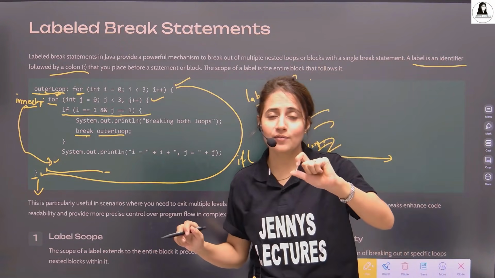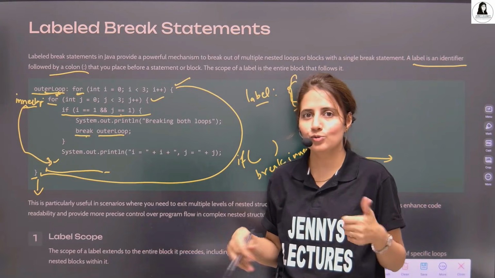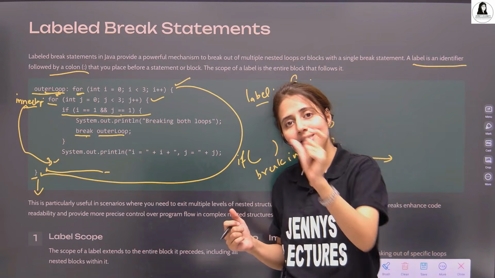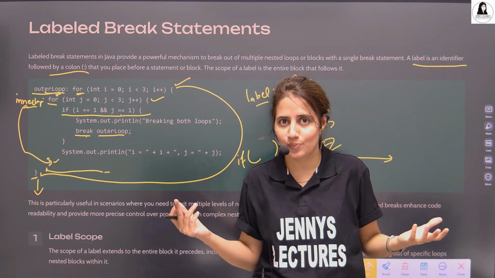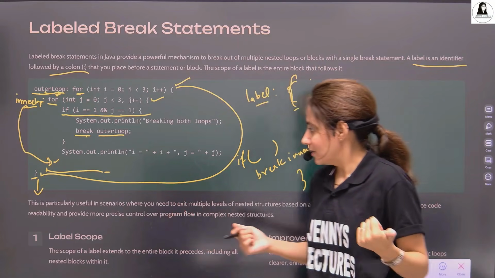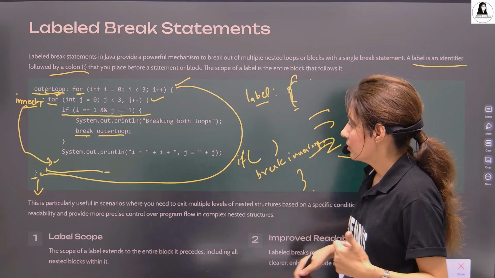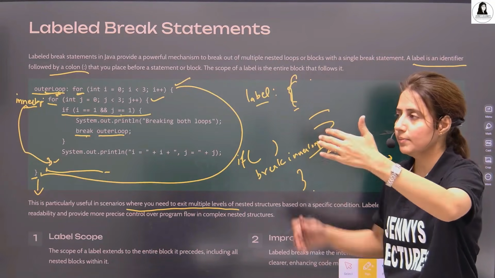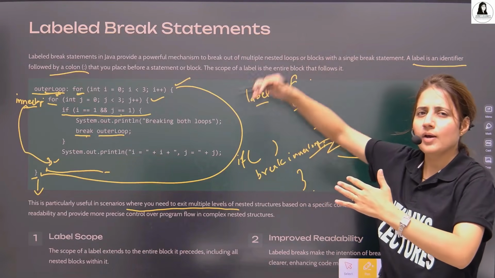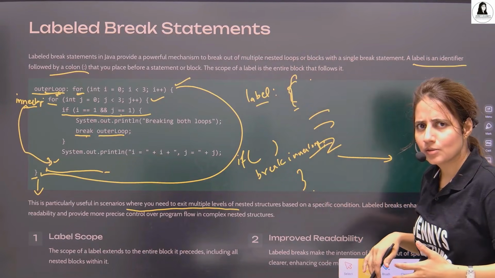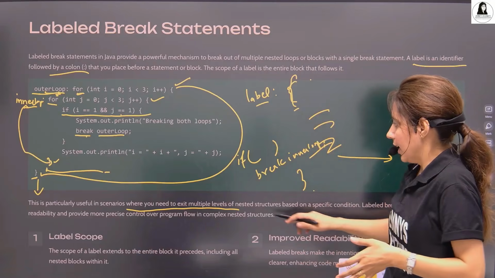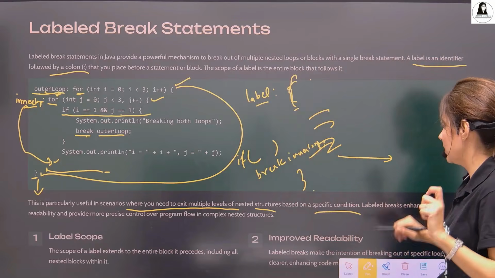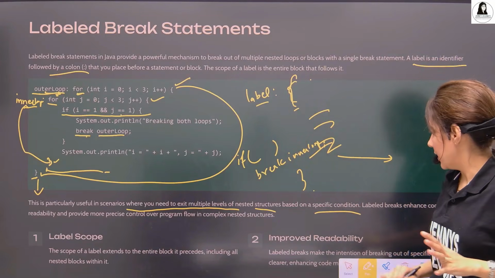So this label also has its scope. It's not that you can use this label anywhere in the program. You can use that label within its scope only, like variables have their scope. In the previous video, we have seen this thing. This is basically useful in the scenario where you need to exit multiple levels of nested structure. Within a loop, we have one more loop, or maybe a nested switch, and you want to exit all the nested loops or all the nested switch statements based on a specific condition. Then we can use labeled break.